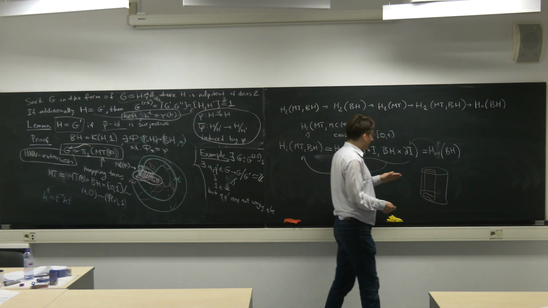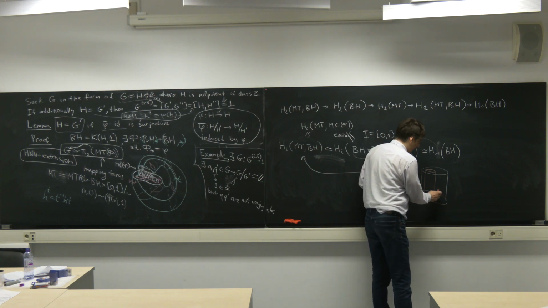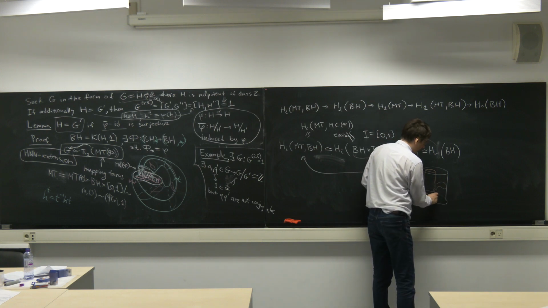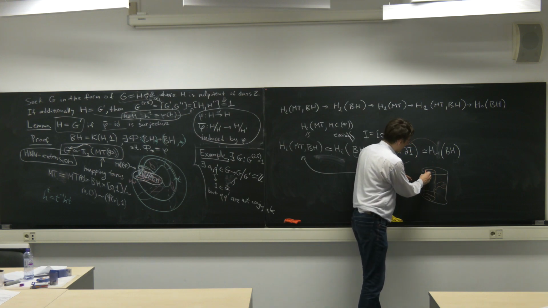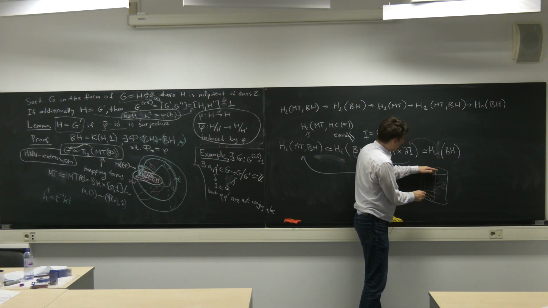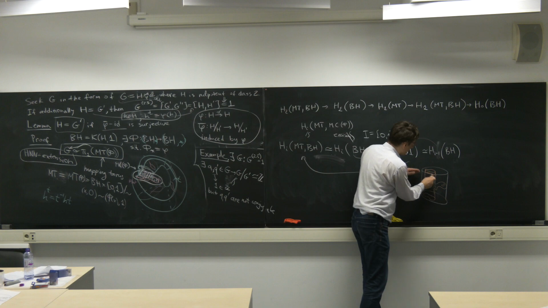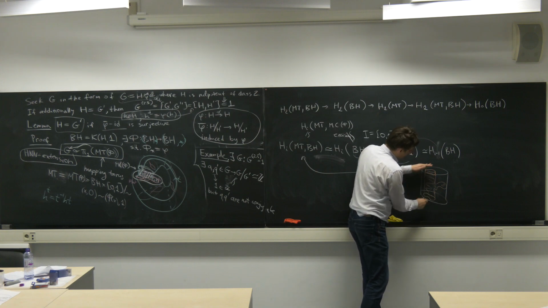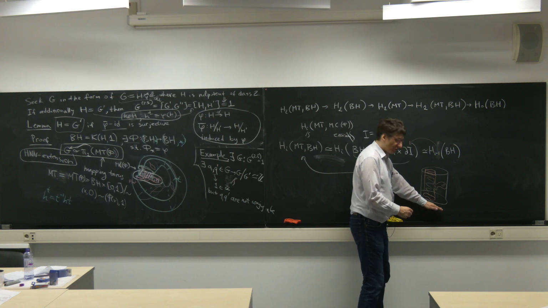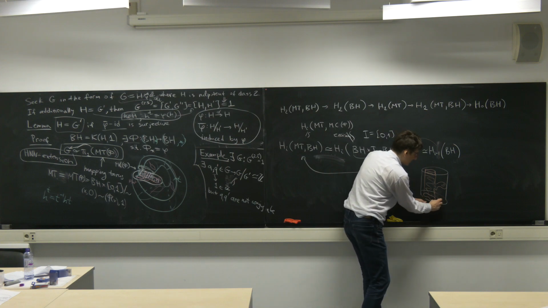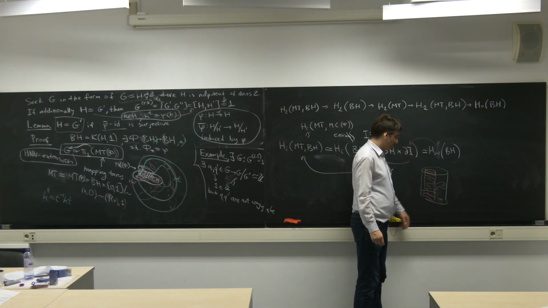Well, if you have any complicated cycle, you can make it straight near the top, and then whatever remains you deform to the bottom by homology, and then you get some cycle in the bottom.